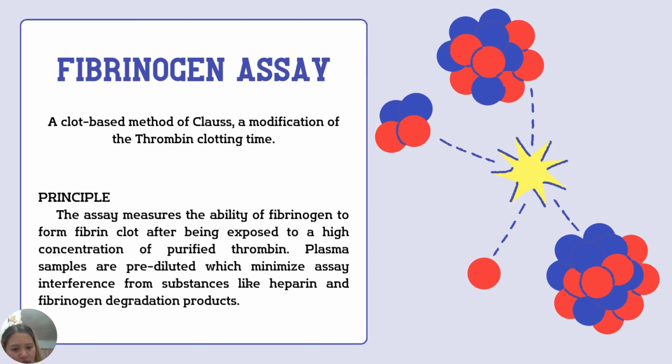Fibrinogen assay, a clot-based method, a modification of the thrombin clotting time. The principle is the assay measures the ability of fibrinogen to form a fibrin clot after being exposed to a high concentration of purified thrombin. Plasma samples are pre-diluted, which minimizes assay interference from substances like heparin and fibrinogen degradation products.